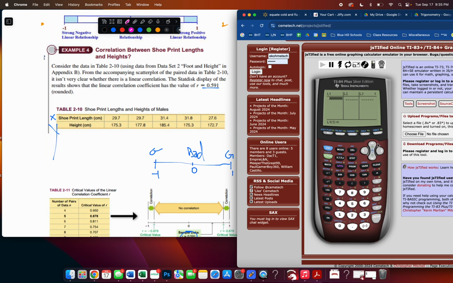So I'm just going to enter these 5 in. L1 is going to be my x-axis, so 29.7. If you want to enter this in also, you just go right ahead. Actually, I would kind of encourage it. Do this and see if you get the same result as me. 31.4. I'll stop talking out loud because that's really annoying.